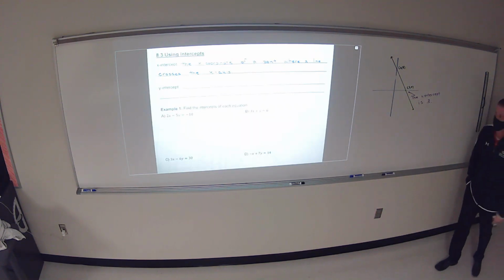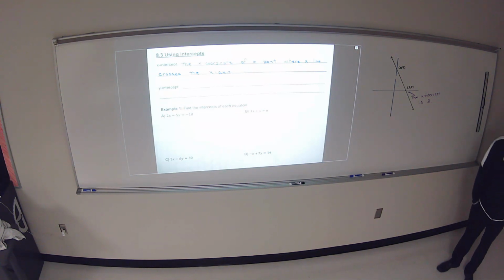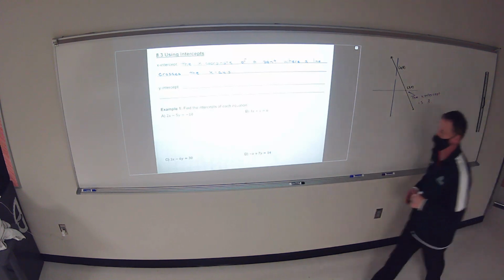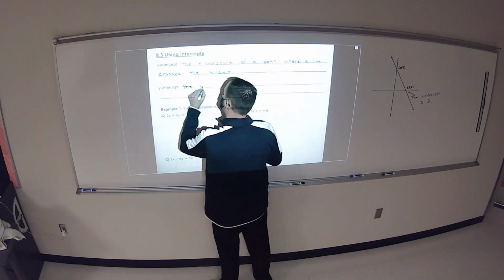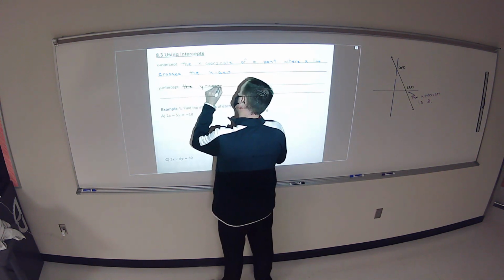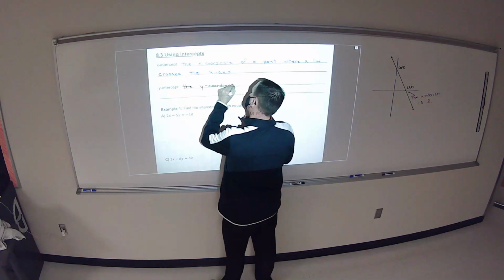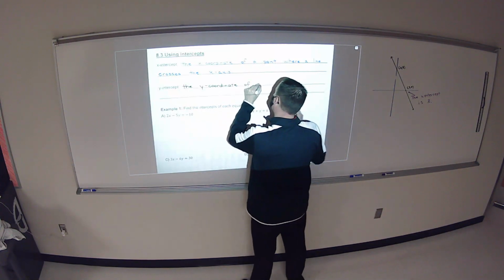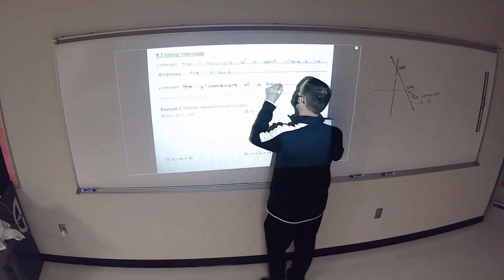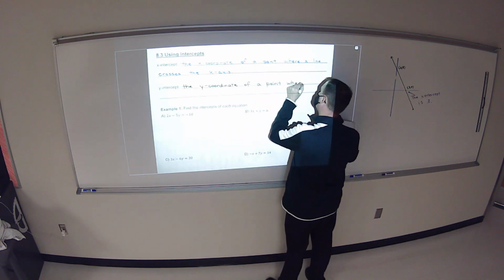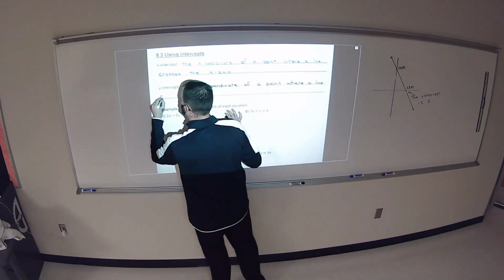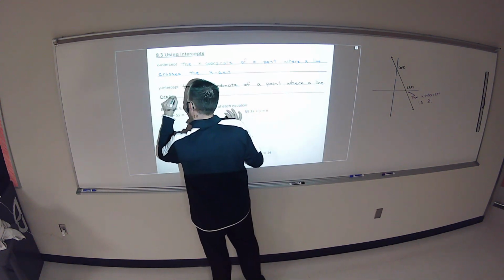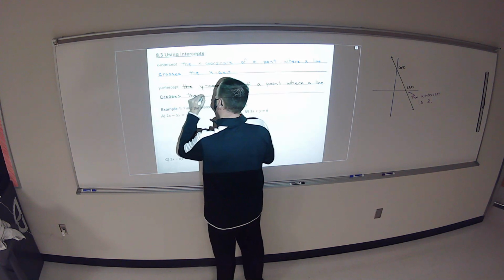Okay? Now, y-intercept, not going to be very hard to define this because it's the exact same idea, but now we're talking about where it crosses the y-axis. So this is now the y-coordinate of a point where a line crosses the y-axis.